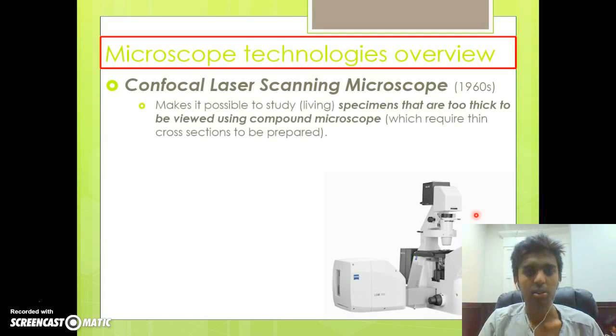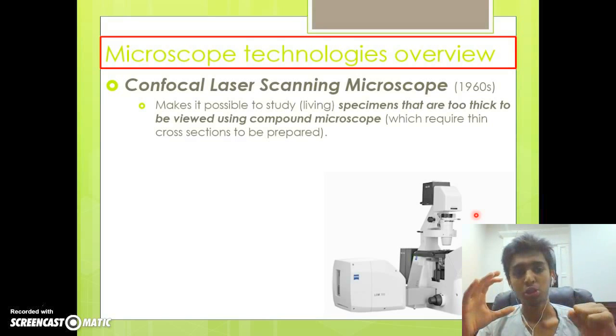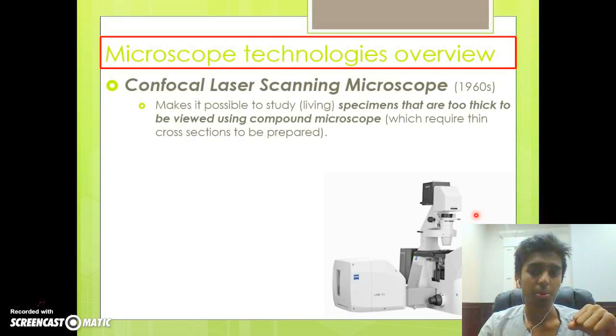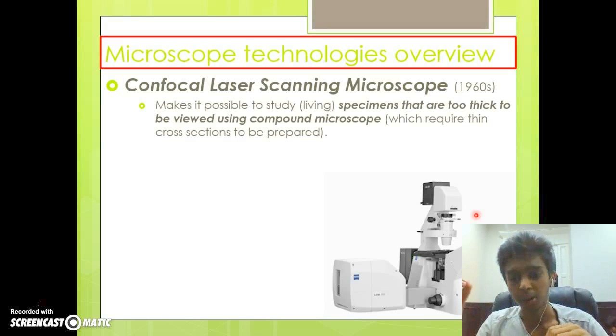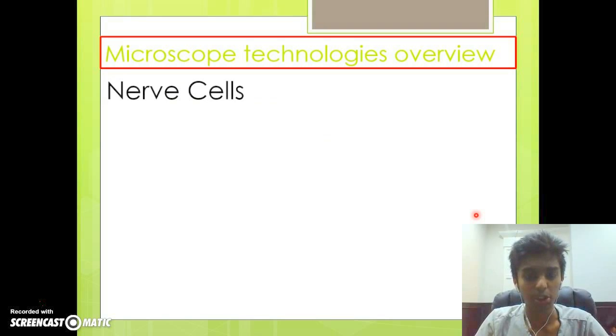Now the other type of microscope is the confocal laser scanning microscope. So here's how it works. It makes it possible to study specimens that are too thick to be viewed using a compound microscope, and they also require cross sections to be prepared. So an example of this would be tree bark. And you can't analyze tree bark directly because it's way too thick to fit on the slide. So with the laser scanning microscope, it produces slices that are composed to form a 3D image.